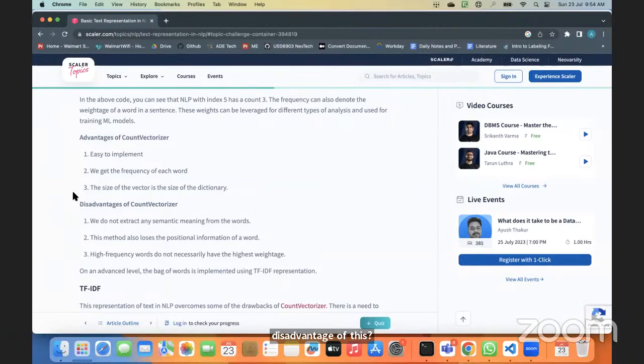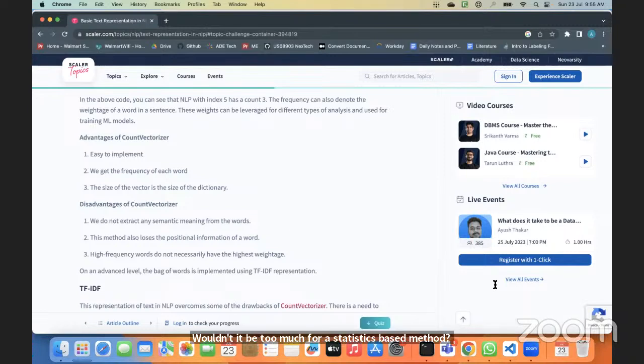So consider the size of the dictionary. What can be the disadvantage related to the size of the dictionary? So let's say we have 10 sentences and we are having all the vectors in the size of the dictionary. Let's say 10 sentences which have 150 words, right? So if our 10 sentences have 150 words and you're representing each sentence in 150 dimensions, wouldn't it be too much for a statistics based method? Wouldn't it be too much?